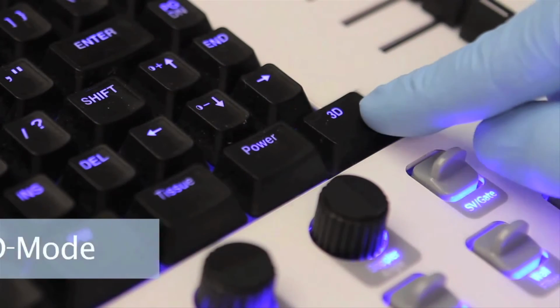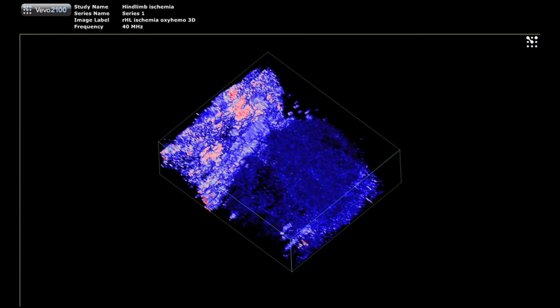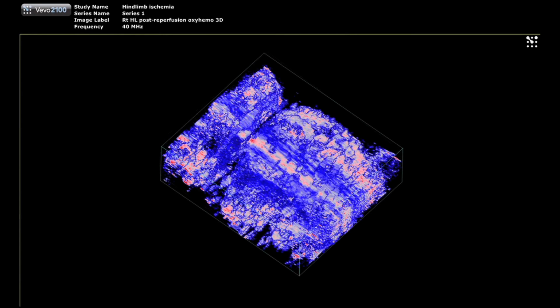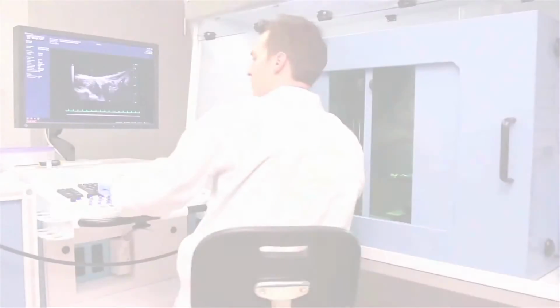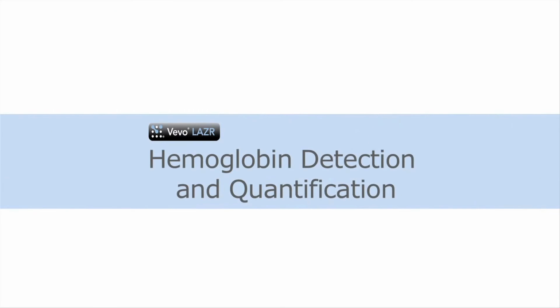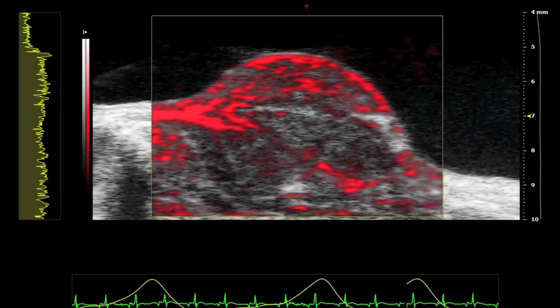The Vevo LAZR is capable of 3D imaging of internal tissues, permitting the user to gain greater insight into regions of interest. Here is the ischemic hind limb tissue shown in a 3D configuration. Notice the heavily deoxygenated distal portion of the hind limb illustrated in blue. In addition to oxygen saturation, photoacoustic technology is able to detect the endogenous heme signal, making hemoglobin identification in a tissue simple and quick. The effect is shown here in a rat hind limb tumor, indicating areas of blood flow and vascularity.